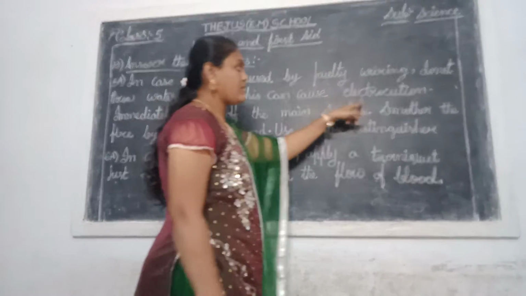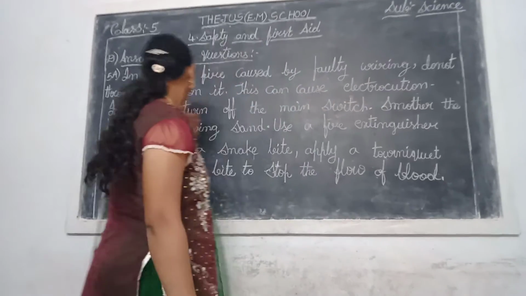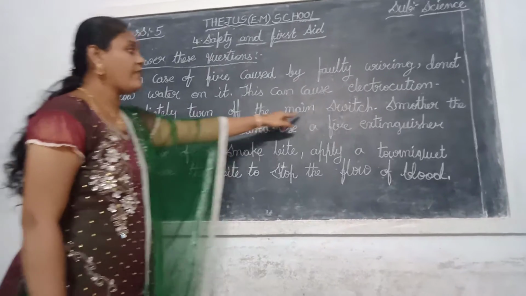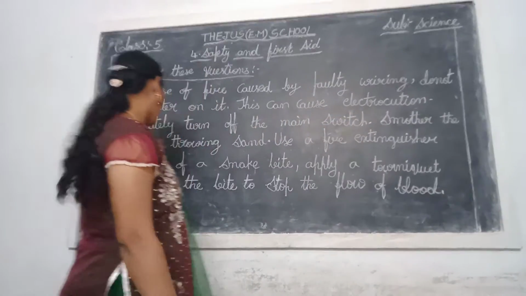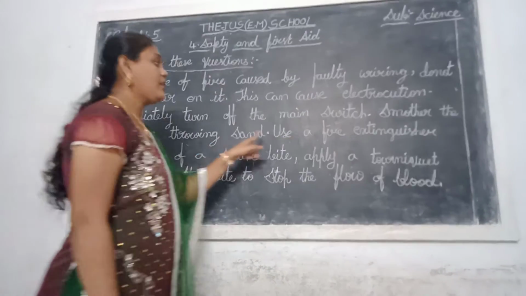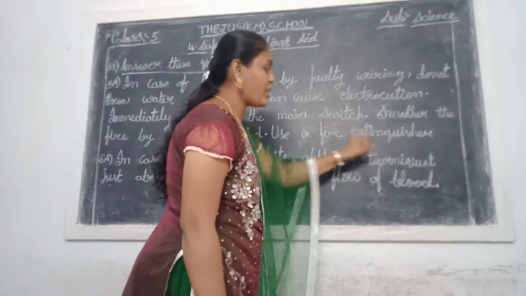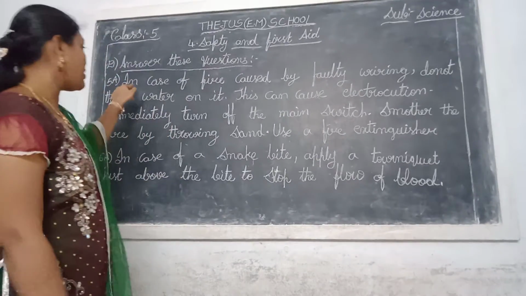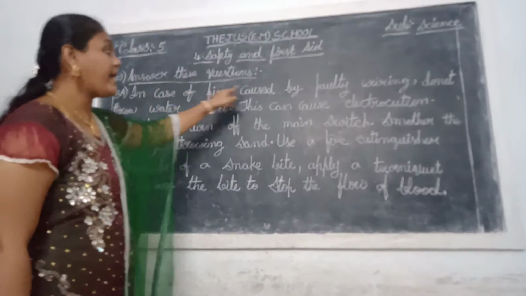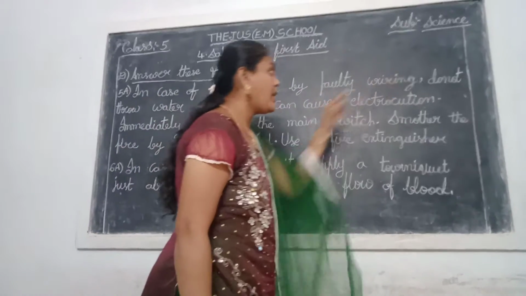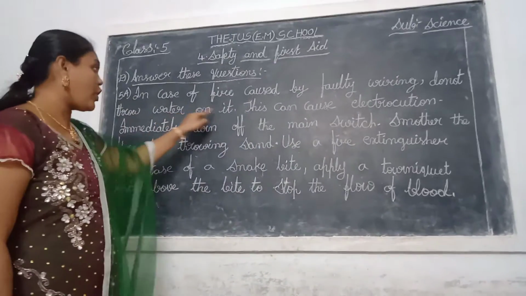This can cause electrocution. Immediately turn off the main switch. Smother the fire by throwing sand. Use a fire extinguisher. In case of fire caused by faulty wiring, do not throw water on it.